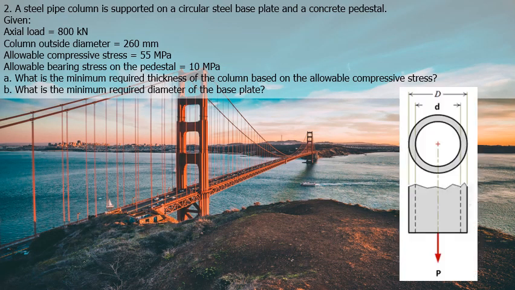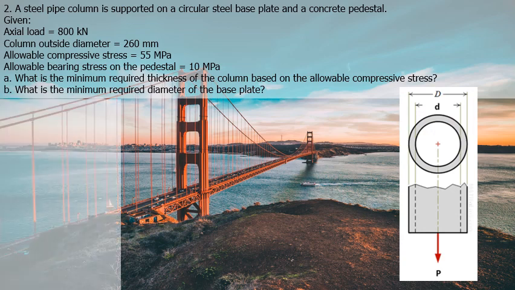A steel pipe column is supported on a circular steel base plate and a concrete pedestal. It is given that the actual load is 800 kilonewtons, the column outside diameter is 260 millimeters, the allowable compressive stress is 55 megapascals, and the allowable bearing stress on the pedestal is 10 megapascals. A. What is the minimum required thickness of the column based on the allowable compressive stress? B. What is the minimum required diameter of the base plate?